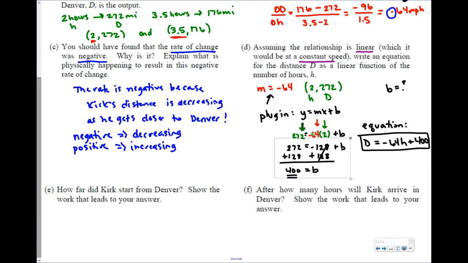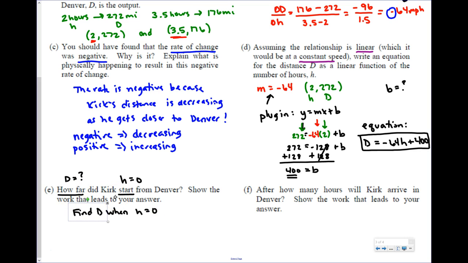Finally, last two questions. Letter E, how far did Kirk start from Denver? So this question is asking you for distance. How far? So it wants you to know what is the distance when he started. When he started, the time was 0. So this is a very fancy way of saying find d when h equals 0. And your keywords here are how far and start.